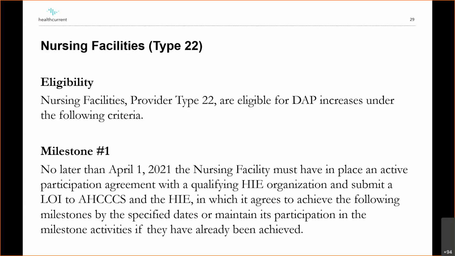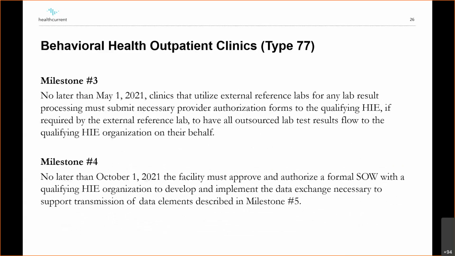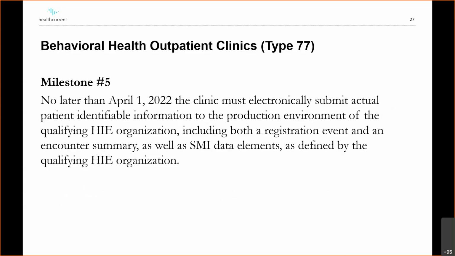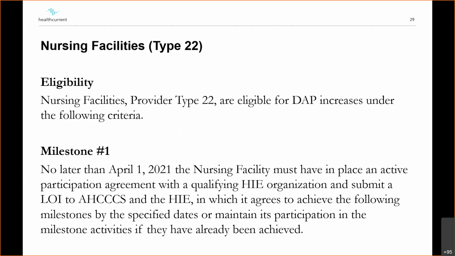And then somebody was asking, what was milestone 4? Can you show that again? I don't know if you can flip back to milestone 4. Yep, we're going to go ahead. This was just to approve and authorize a formal scope of work with the HIE. And that's a formal scope of work to complete the actual interface of data.